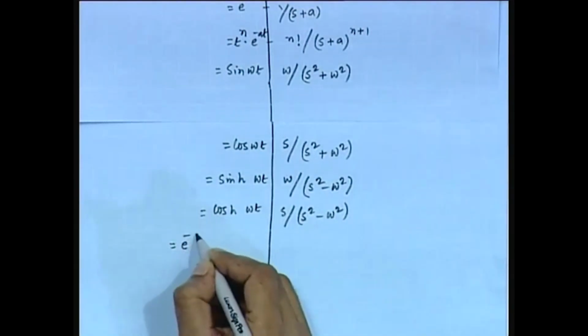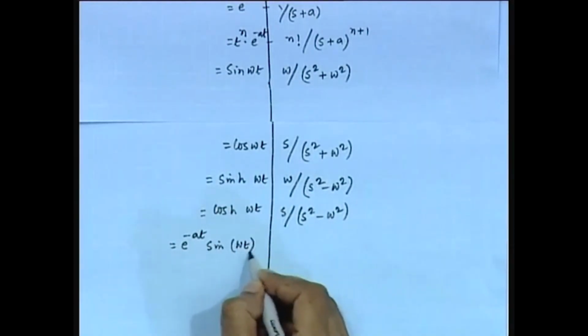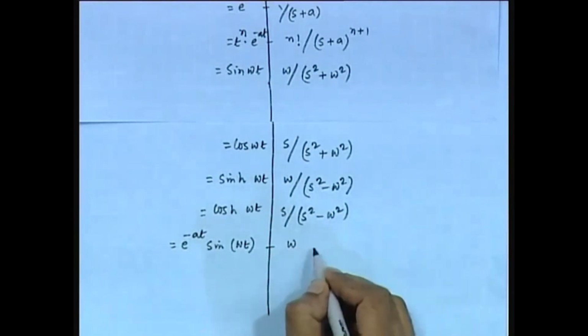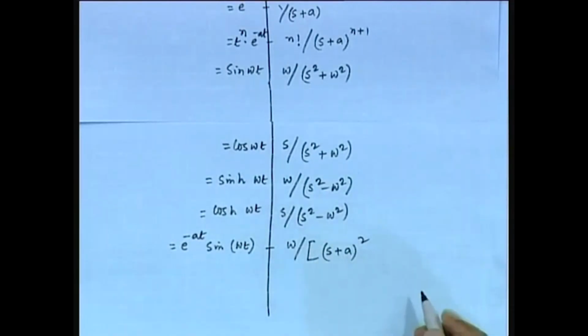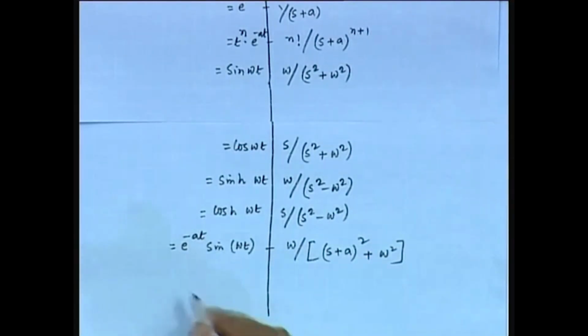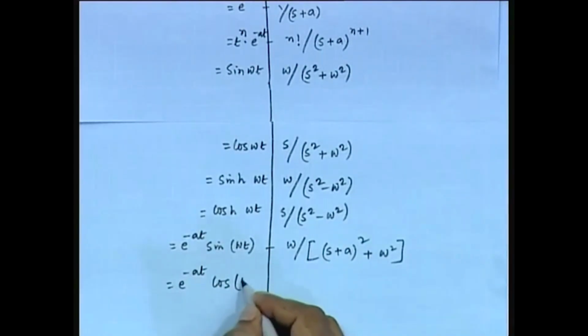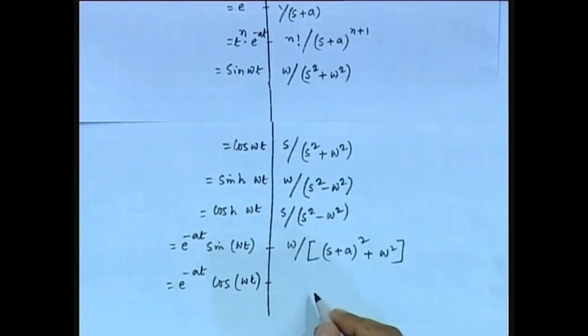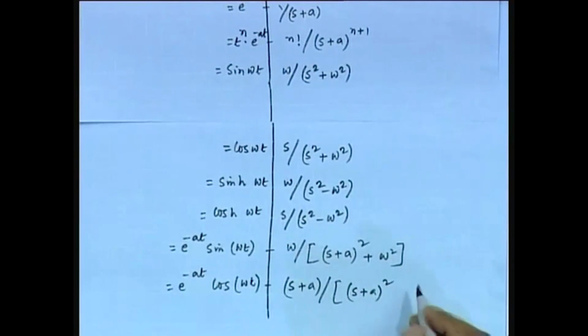Next one is exponential of minus at sin omega t. Laplace transform is omega divided by s plus a whole square plus omega square, and e to the power minus at cos omega t, it has s plus a divided by s plus a whole square plus omega square.